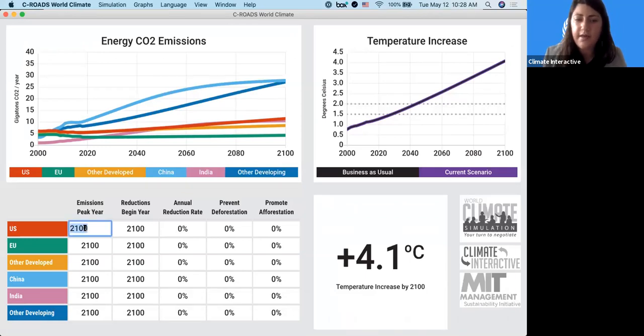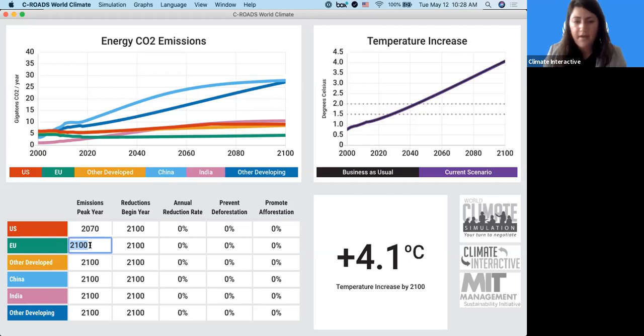So starting with the United States, they would like to peak their emissions in the year 2070. So looking at the red line here, we start to see that peak just slightly. Doesn't have a big impact on temperature because the peak year is quite far out into the future. And they would like to keep everything else business as usual. So no adjustments to these other pledges here. And then they're contributing $50 million.